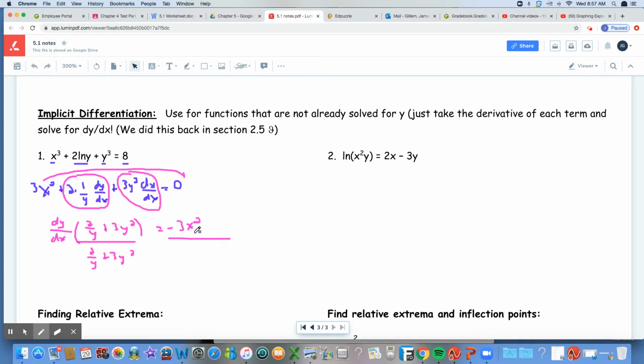right, so negative 3x squared over 2 over y plus 3y squared. All right, now, just notice something as I'm doing this problem, like, final answer, what's wrong with this? Well, what's wrong with this is we have a complex fraction, okay? So we have to get rid of this y. We got to get rid of the y.